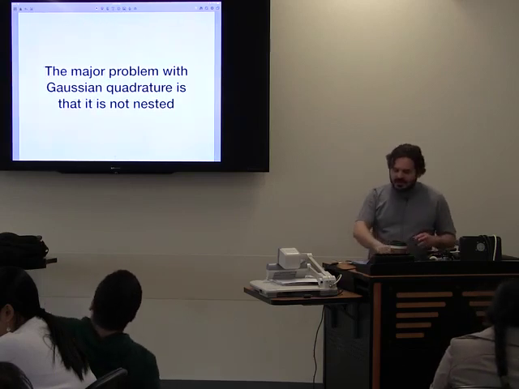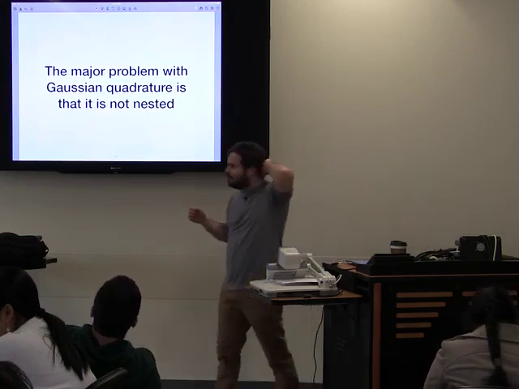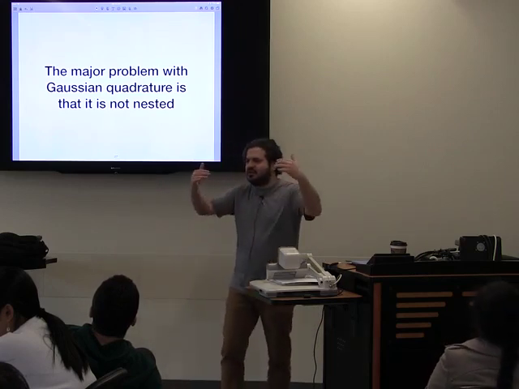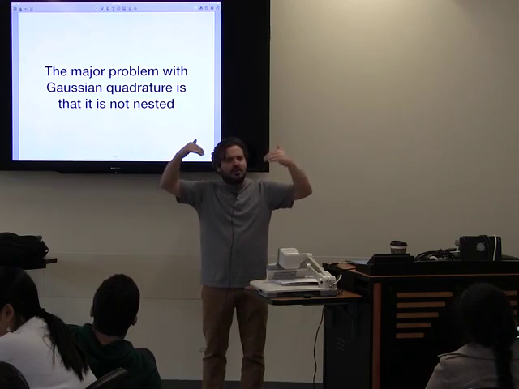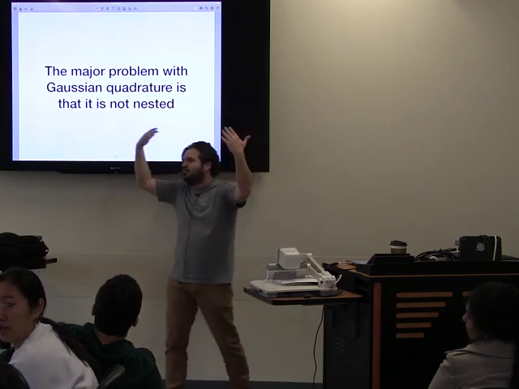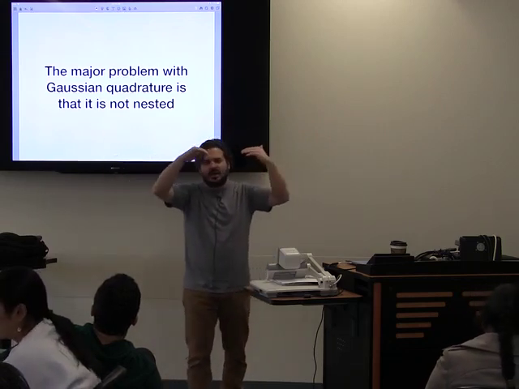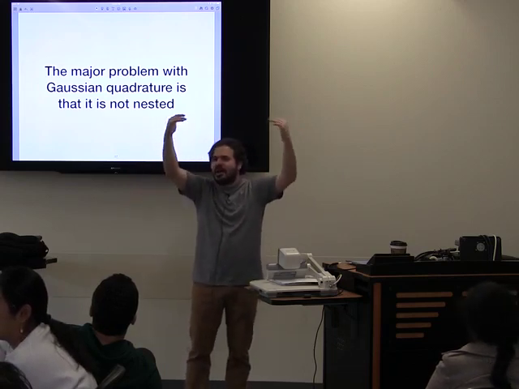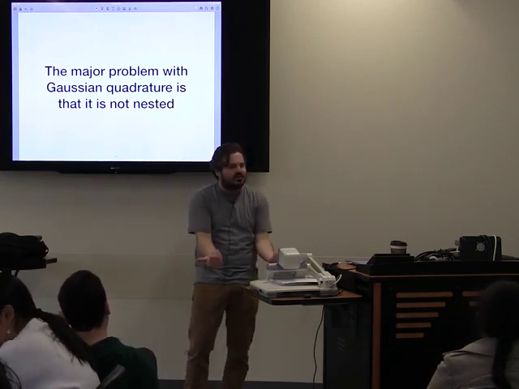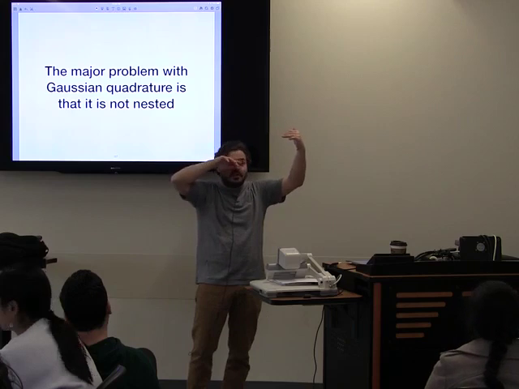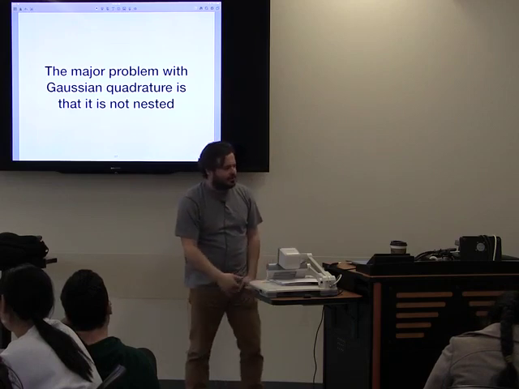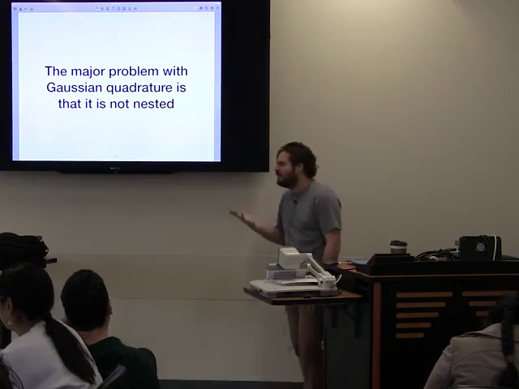Now, it does behave better, but there is a major problem with Gaussian quadrature, and that is that it is not nested. That means that the nodes you get for degree n are not included in the quadrature of degree n plus 1. This is the problem, right? So you build an approximation for n equals 3, and then you go to n equals 4, and you have to evaluate your function at 4 new points, and you cannot reuse any of the previous function evaluations. You go to degree 5, and then you have to evaluate your function at 5 new points, and you cannot reuse any of the previous points. And this is a major problem if your function is expensive.